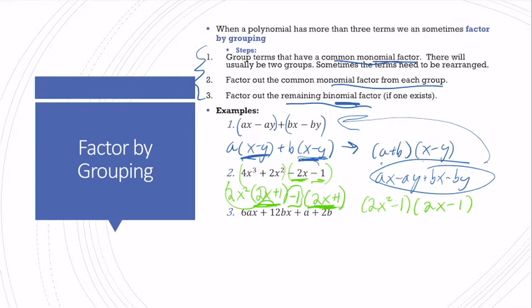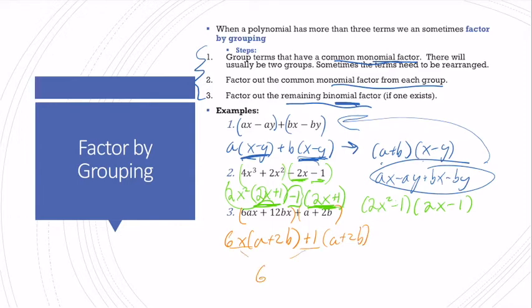Last but not least, I have 6ax plus 12bx plus a plus 2b. So I'm going to go ahead and put in some grouping symbols. The greatest common factor of 6ax and 12bx is going to be 6x. That leaves 6x times a plus 2b. The greatest common factor of a and 2b is going to be 1. And even though it's a 1, I still need to pull that factor out.